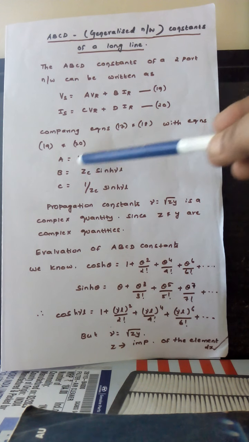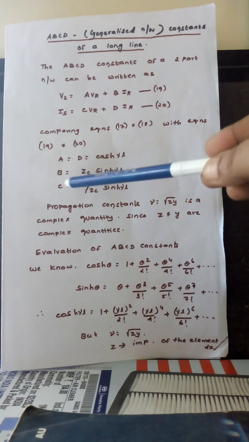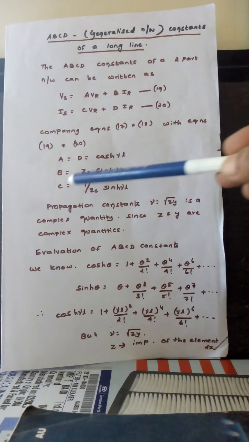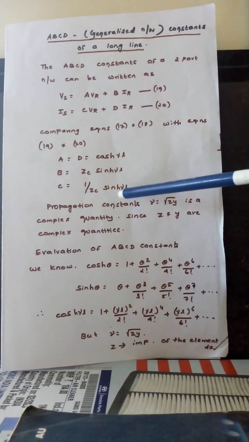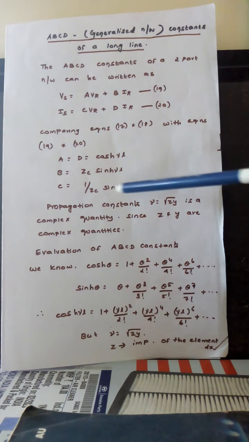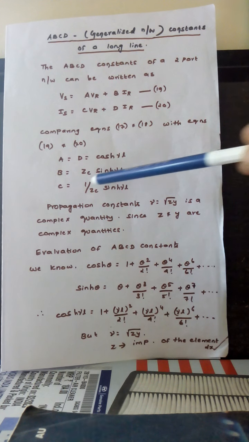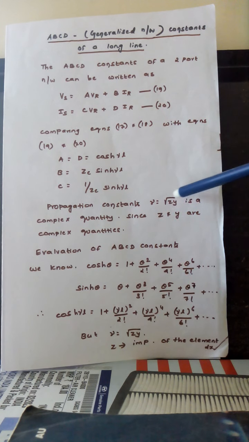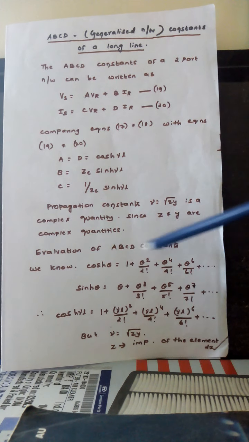So we are getting A equal to D equal to cosh γL, and B equal to Zc into sinh γL, and C equal to 1 by Zc into sinh γL. In all the terms we are having gamma. Gamma is nothing but your propagation constant, that is root of Z into Y, correct? Z is the series impedance and Y is the shunt admittance, so we'll have a complex quantity here.